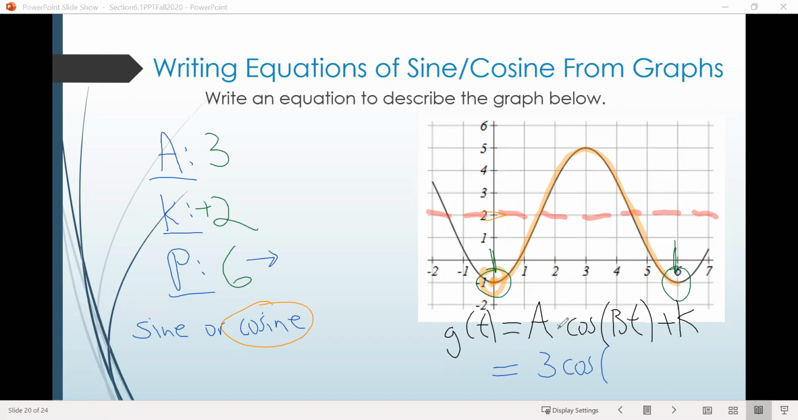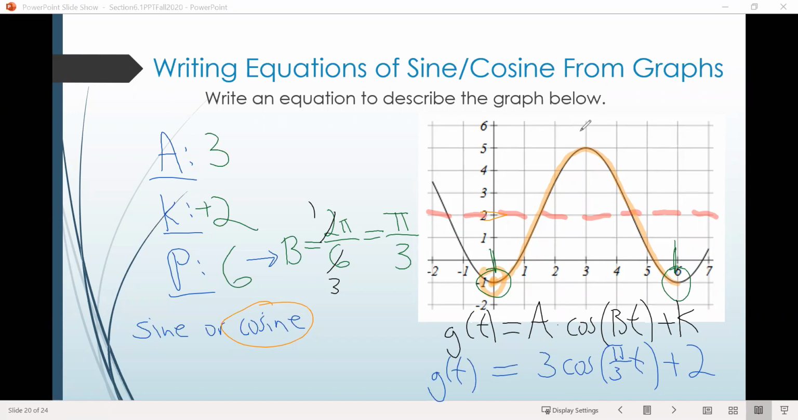To find that value for b, we have to use the formula, excuse me, that b equals 2 pi divided by the period, which is 6. In this case, I think that we see that the 2 will become a 1, the 6 will become a 3. So on the top there, we'll have 1 pi, which is just the same as pi over 3. So our value for b will be pi over 3 t plus the value for k in this case, which was positive 2. So this is our candidate for g of t here.